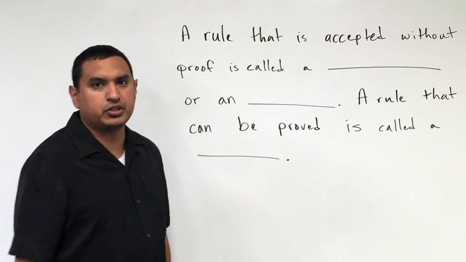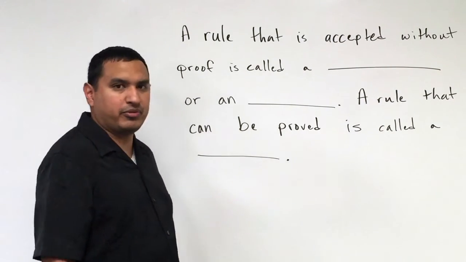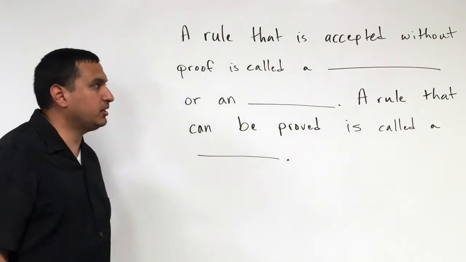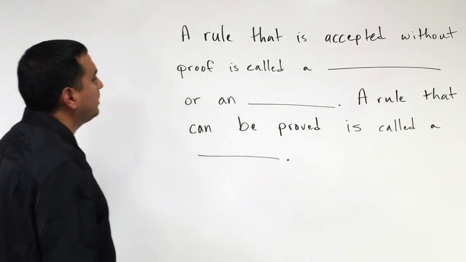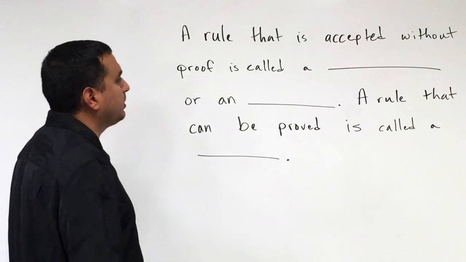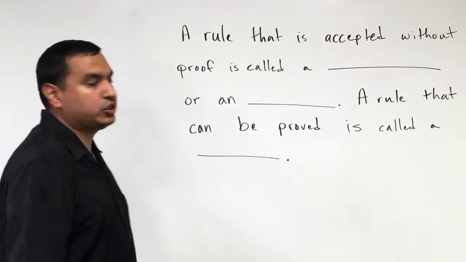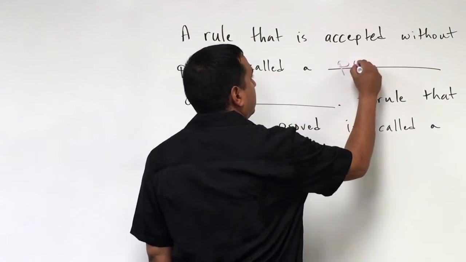Today's lesson, we're going to talk about measuring and constructing segments. But before we do that, we need to introduce some vocabulary that you may or may not have heard before. In geometry, a rule that is accepted without proof is called a postulate. Okay?